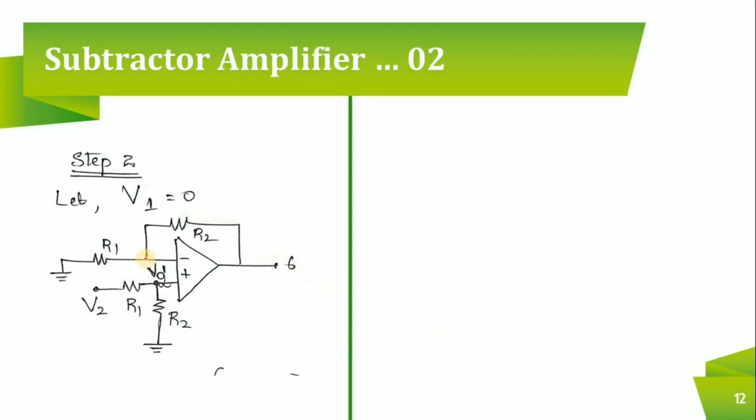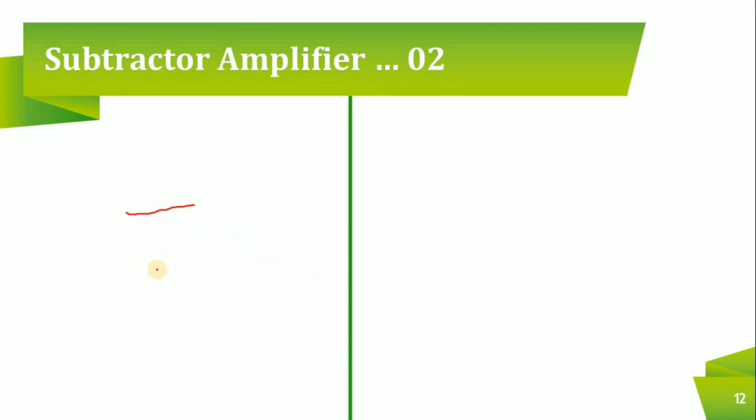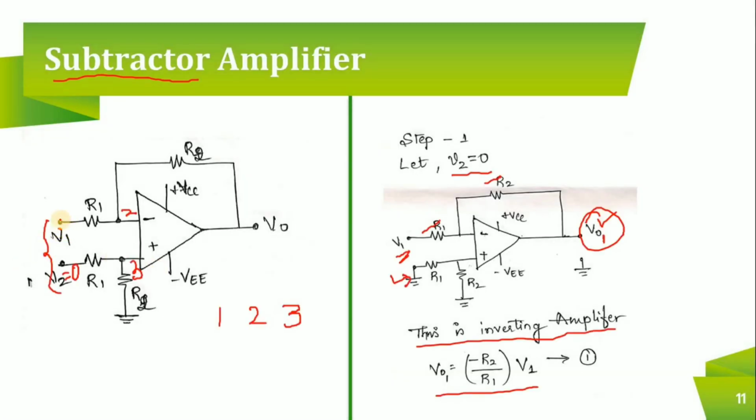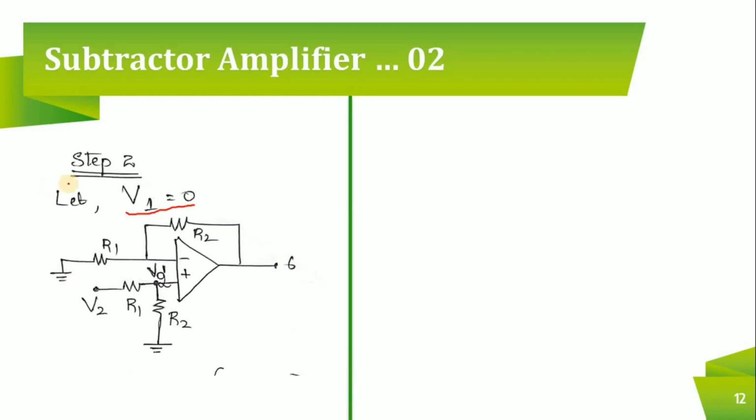In the next part, in step 2, I will make V1 equal to 0. So this part I will make 0 and V2 I will apply. The same thing I am doing here. I am making V1 equal to 0. Therefore, here it is grounded. And V2 you are applying. So if you look at this circuit carefully, it looks like a non-inverting amplifier. What is the input you are giving to the non-inverting amplifier here?